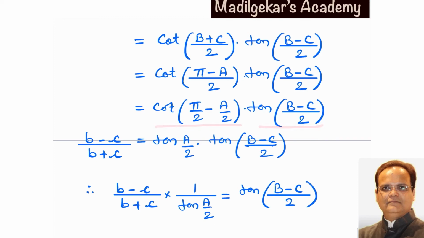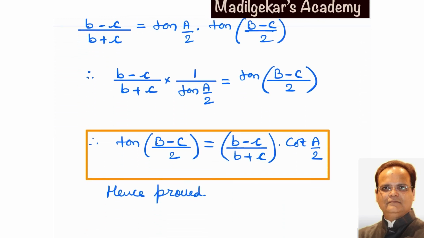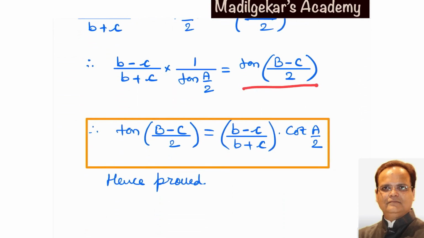By allied angle, cot of (90 minus theta) is tan theta. Take tan A by 2 to the left side. So it becomes (b minus c) upon (b plus c) into 1 upon tan A by 2 equals tan of (B minus C) by 2. So this proves Napier's analogy: tan of (B minus C) by 2 equals (b minus c) upon (b plus c) into cot A by 2.